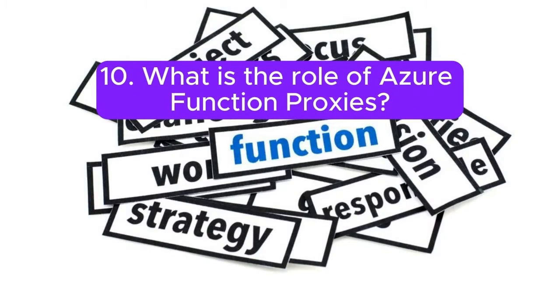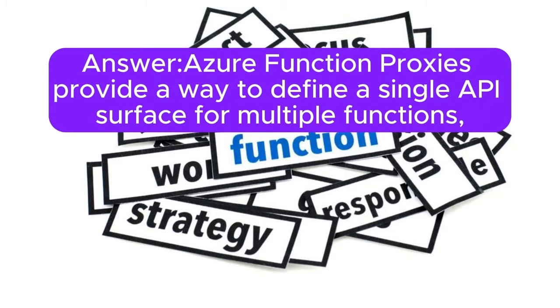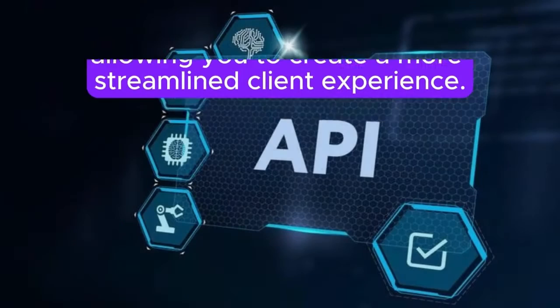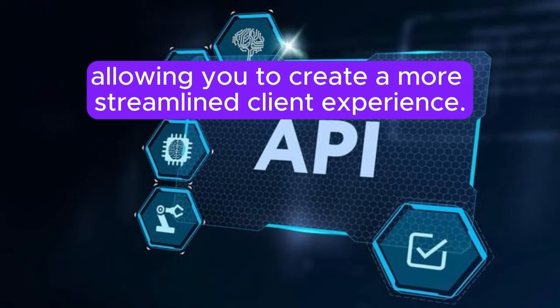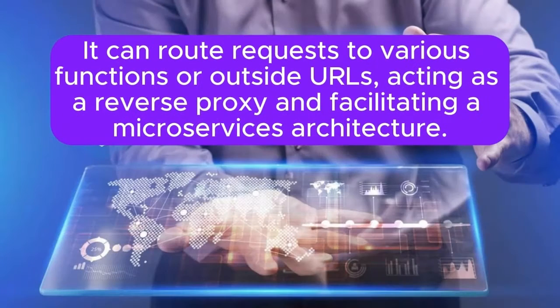10. What is the role of Azure Function Proxies? Answer. Azure Function Proxies provide a way to define a single API surface from multiple functions, allowing you to create a more streamlined client experience. It can route requests to various functions or outside URLs, acting as a reverse proxy and facilitating a microservices architecture.